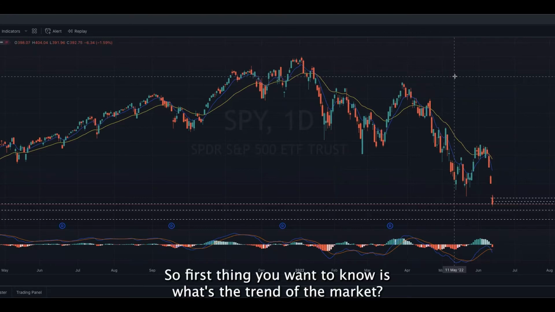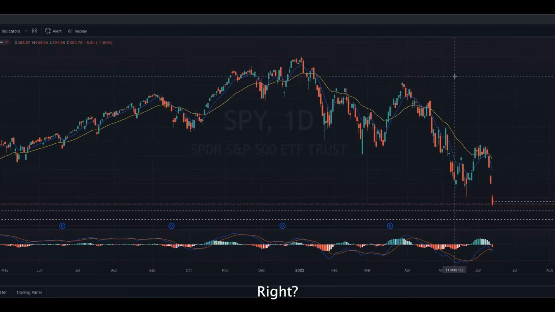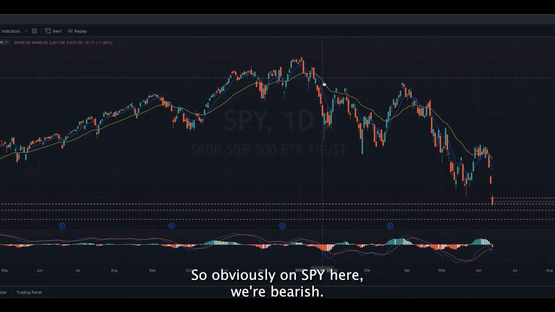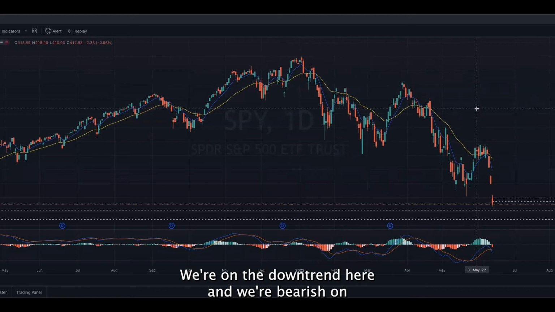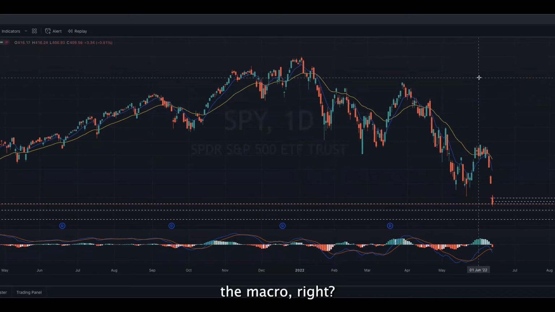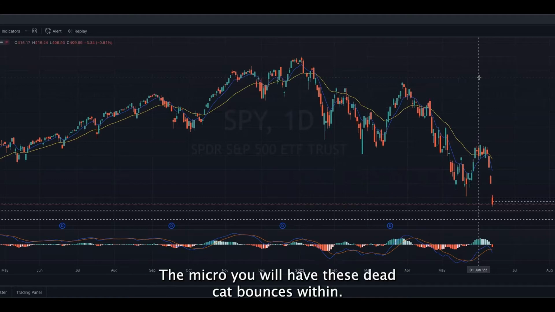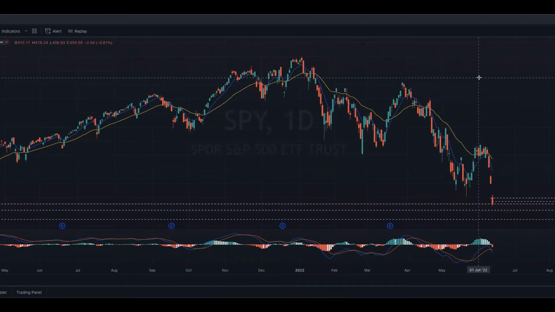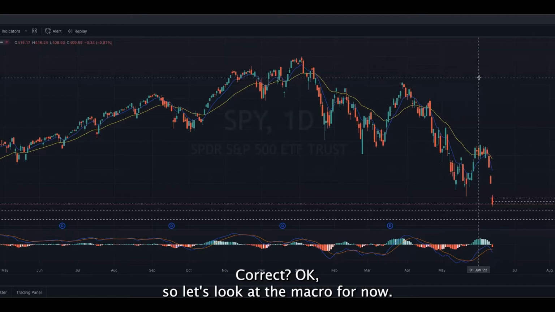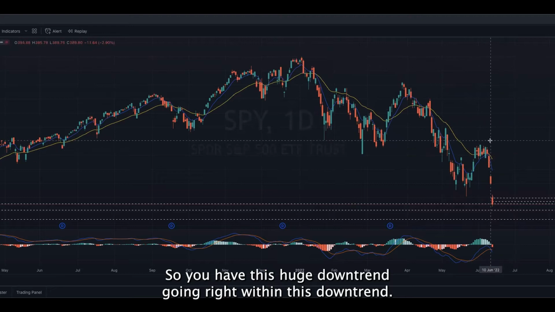So first thing you want to know is what's the trend of the market, right? So obviously on SPY here, we're bearish. We're on a downtrend here and we're bearish. The macro perception of the market is bearish. The micro, you will have these dead cat bounces within, correct? Okay, so let's look at the macro for now. So you have this huge downtrend going, right?